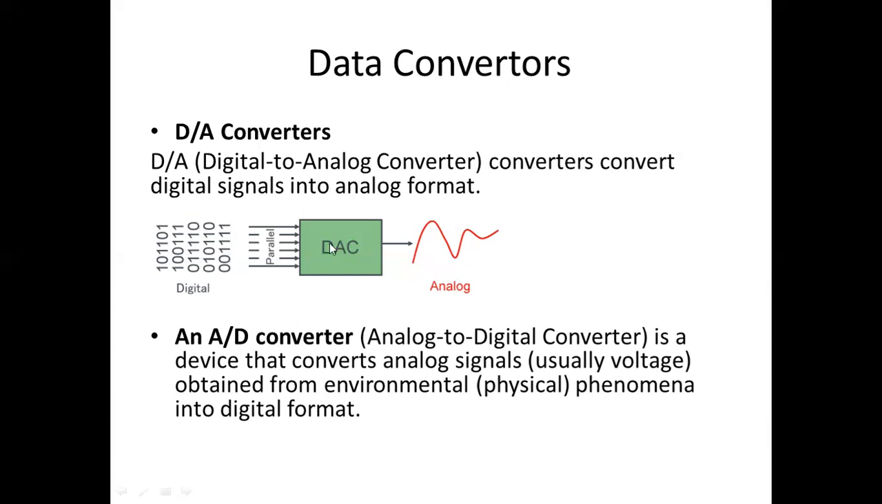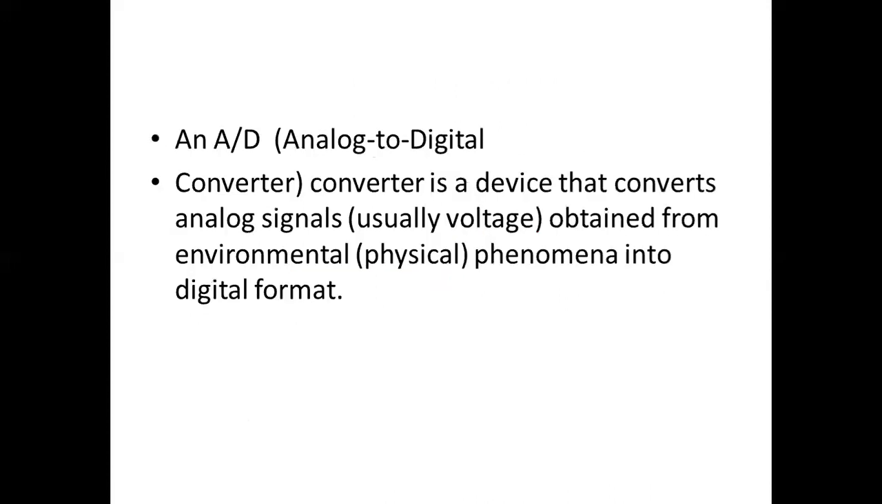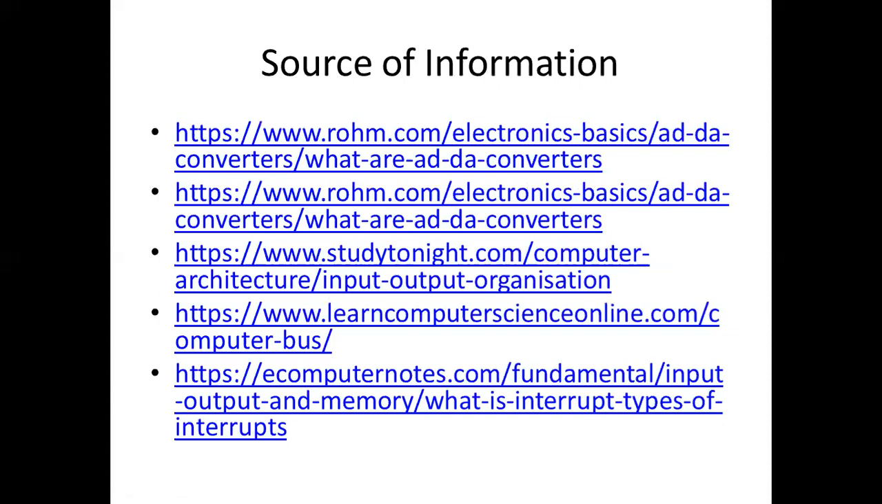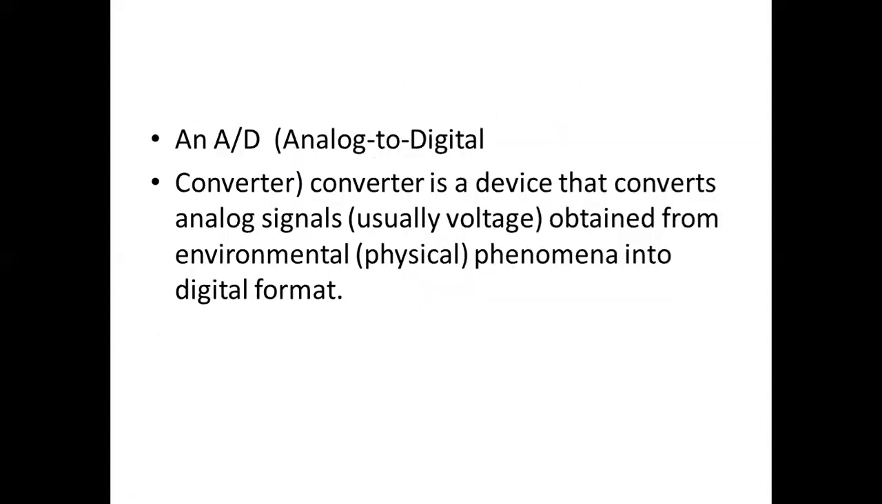And vice versa, when you are talking of analog to digital, basically you are converting analog signals, usually voltage obtained from the environment, a physical phenomenon, into a digital format. Okay, so that now brings us to the end. This is the source where we got all the information that we put here. You can go and read further.